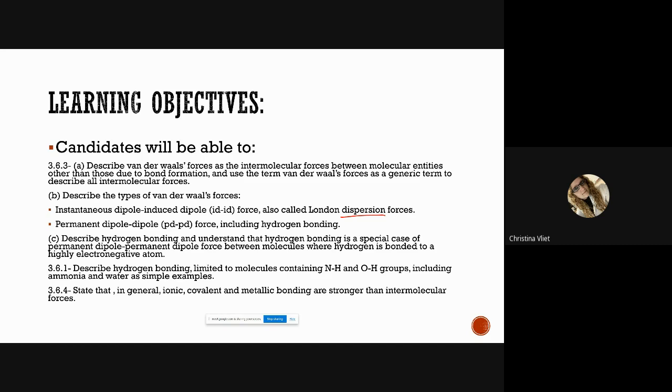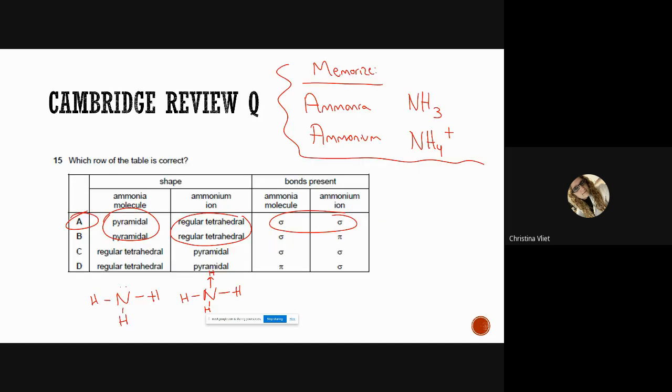And describe hydrogen bonding, what exactly that is, and go over ionic, covalent, and metallic bonding and know that they are stronger than intermolecular forces. So there's a couple things that are brand new in here. One of them is intermolecular forces and all about it, and the second is metallic bonding. We didn't go over metallic bonding. So this is actually a two-part lesson. Today's part 1, and Thursday is part 2. And so let's go ahead and get to it.